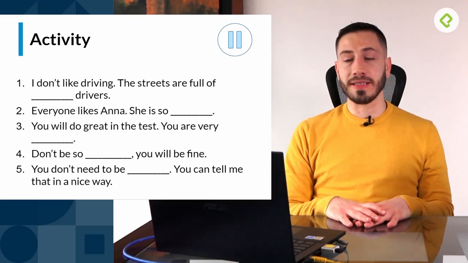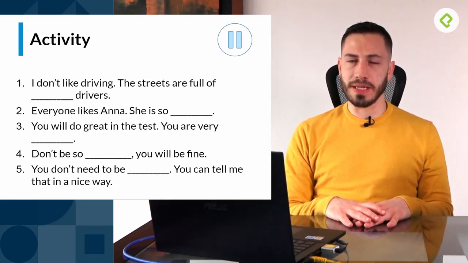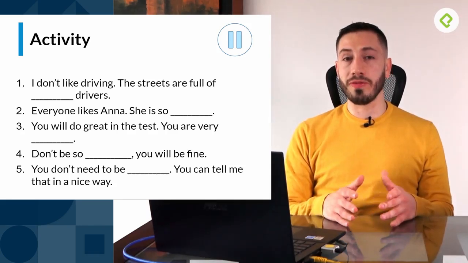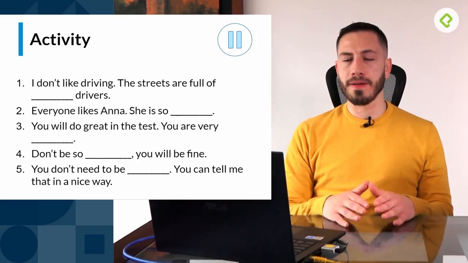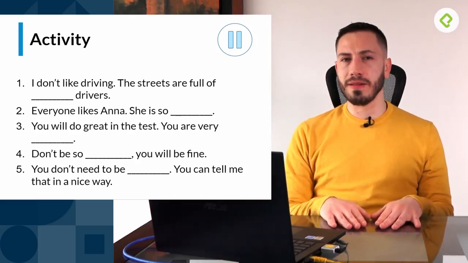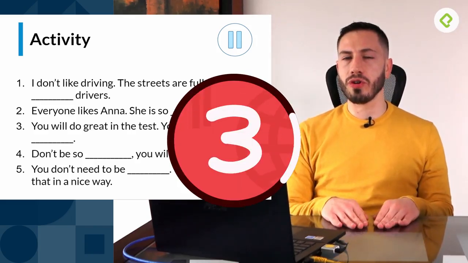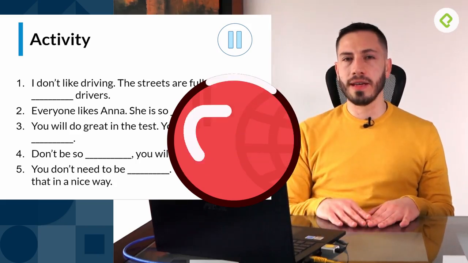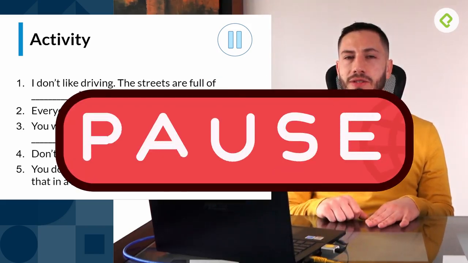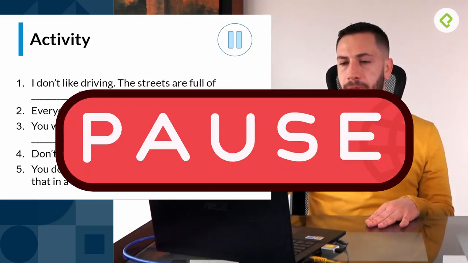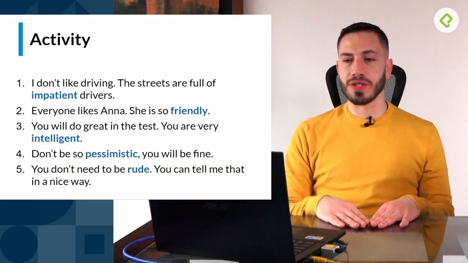We have 5 sentences here. They are incomplete, and what you need to do is to fill in the gaps. Remember? Very good. So pause your class right now, work on your notebook or in your head, and come back to class when you have an answer. Let's have a look at the answers.